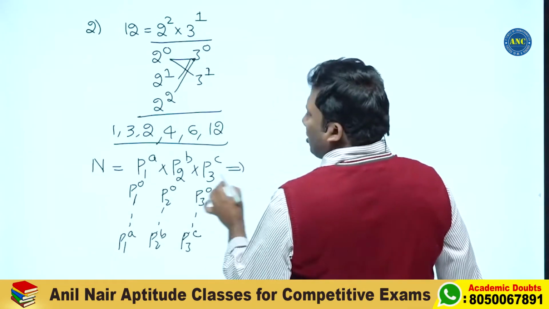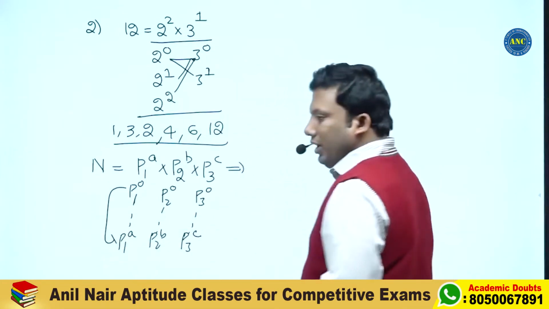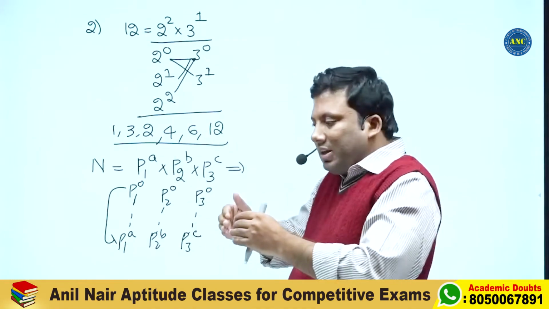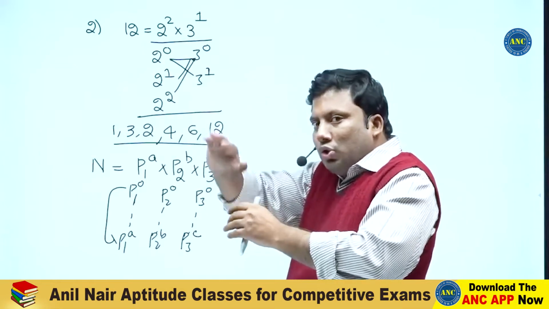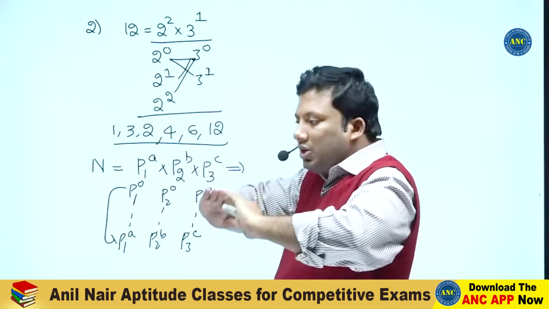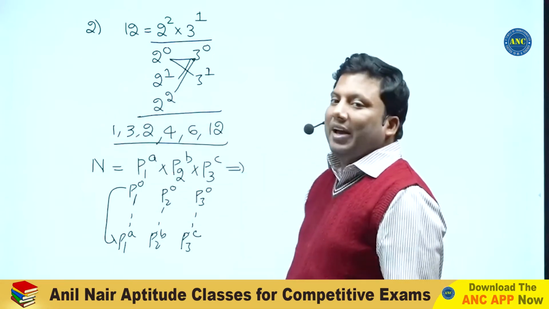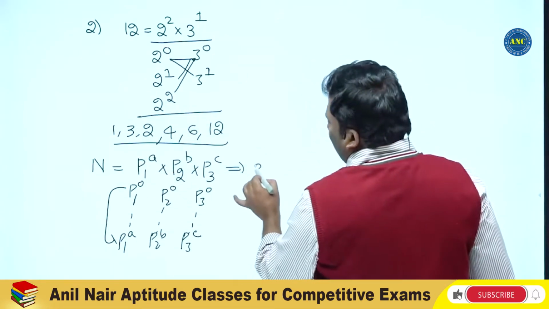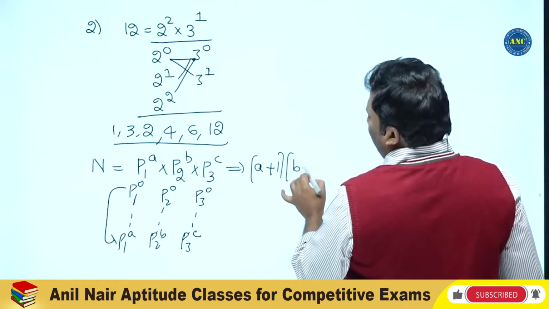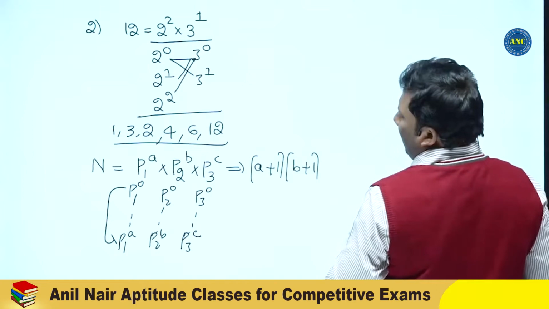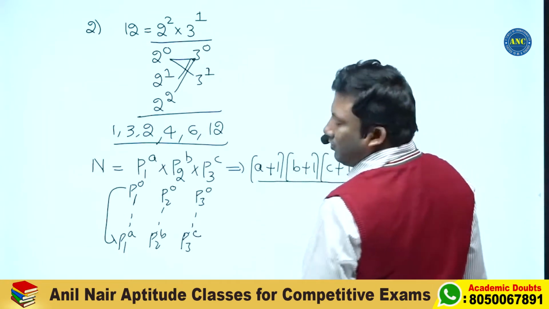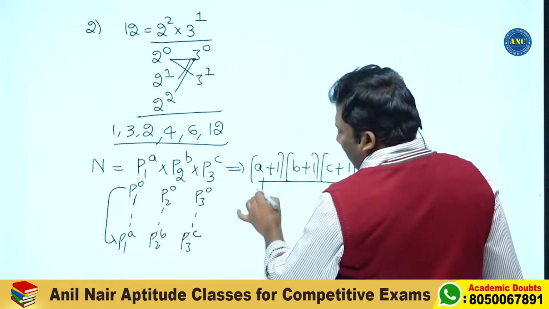How many combinations did we get? From 1 to 4: 1, 2, 3, 4, there are 4 numbers. From 1 to 5: 1, 2, 3, 4, 5, there are 5 numbers. From 0 to 4: 0, 1, 2, 3, 4, there are 5 numbers. From 0 to A, the number of factors will be A plus 1. From 0 to B, B plus 1. From 0 to C, C plus 1. This is the number of factors.